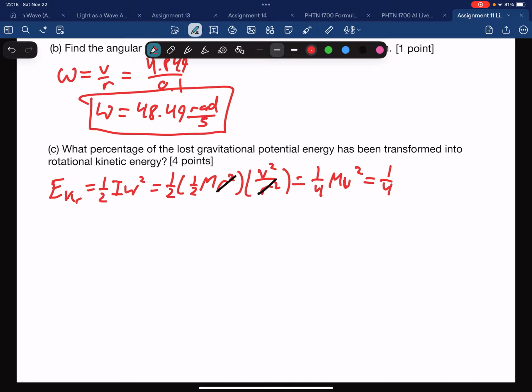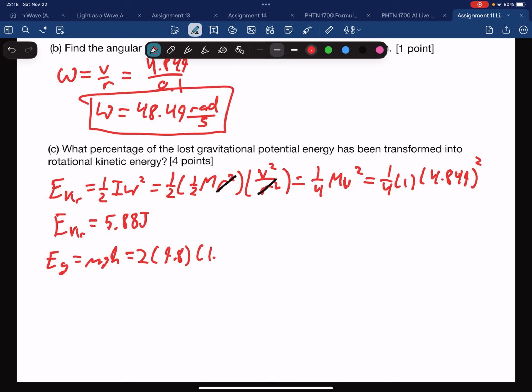Plugging in, I get 1, and the velocity I calculated earlier. Okay, and the rotational kinetic energy gives me 5.88 joules of energy here. The initial gravitational potential energy is mgh, which is 2 times 9.8 times 1.5. So my initial gravitational potential energy is 29.4 joules.